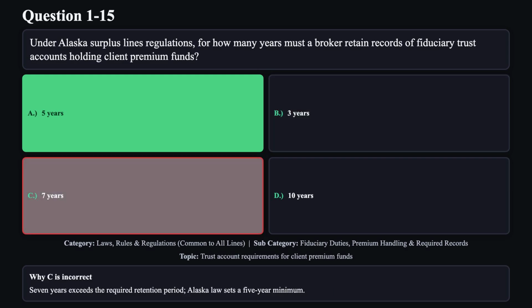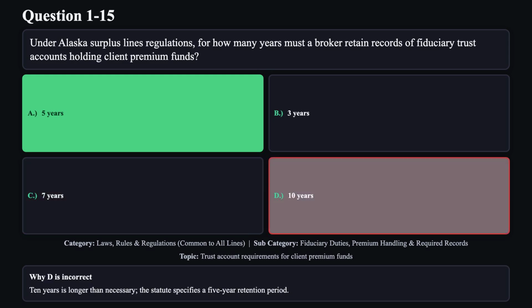Reason C is not correct. 7 years exceeds the required retention period. Alaska law sets a 5-year minimum. Reason D is not correct. 10 years is longer than necessary. The statute specifies a 5-year retention period.